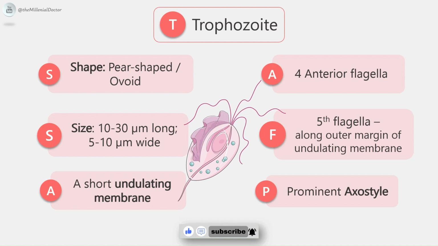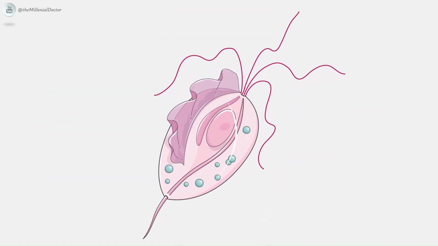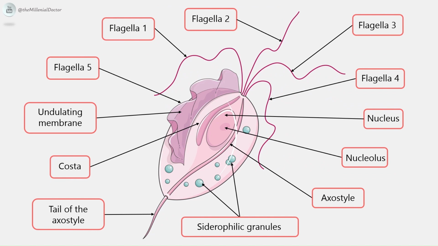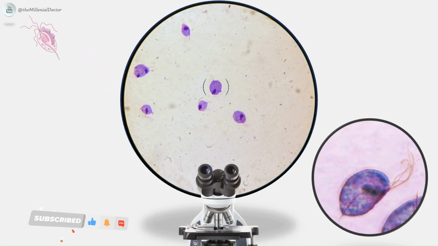A prominent exostyle runs throughout the length of the body and projects posteriorly like a tail. The cytoplasm shows prominent siderophilic granules, which are most numerous alongside the exostyle and costa. The trophozoite is motile with a rapid jerky or twitching type of movement. This is the trophozoite along with the structures it possesses. In total, 5 flagella along with the nucleus containing the nucleolus, an exostyle, siderophilic granules, costa, and the undulating membrane. This is the trophozoite of Trichomonas vaginalis when viewed under a microscope.